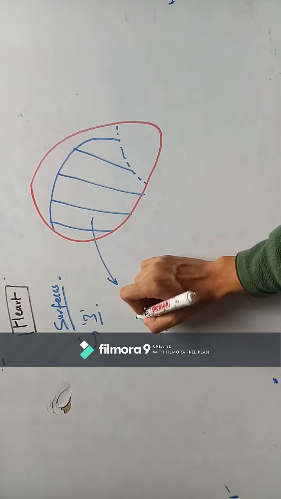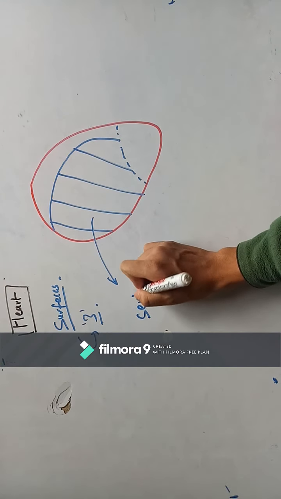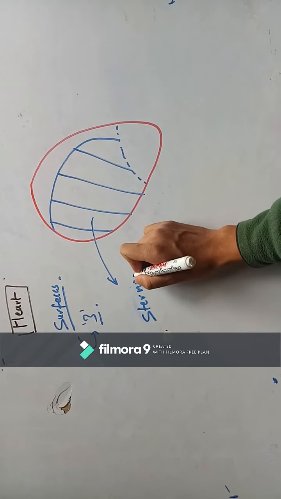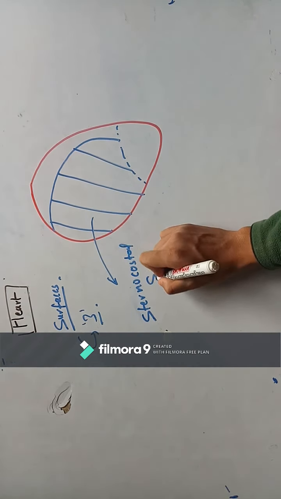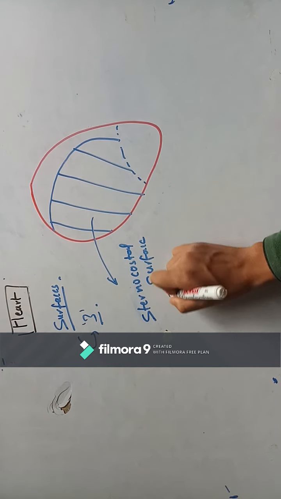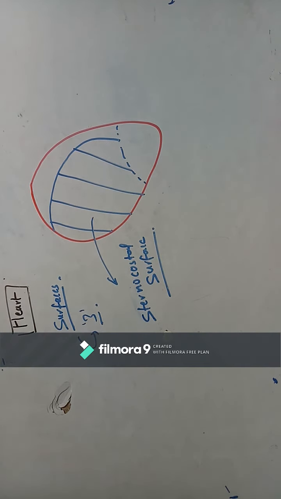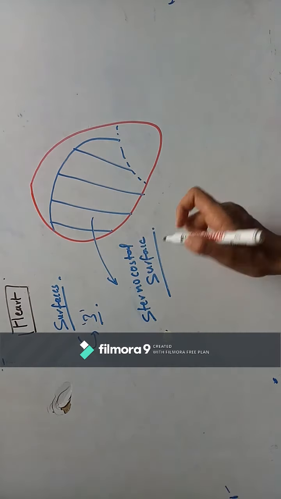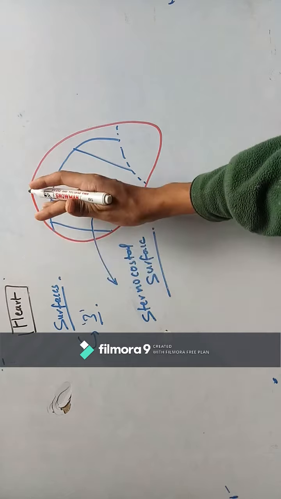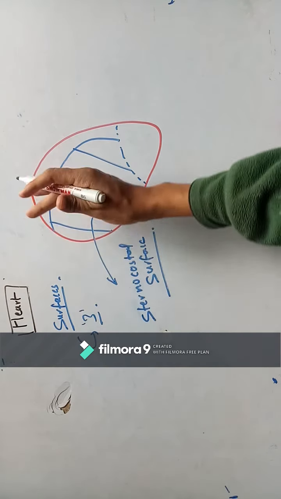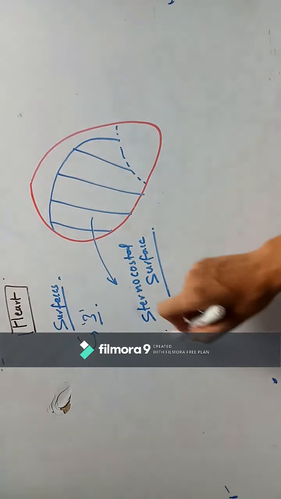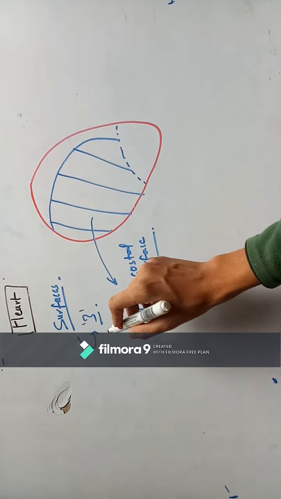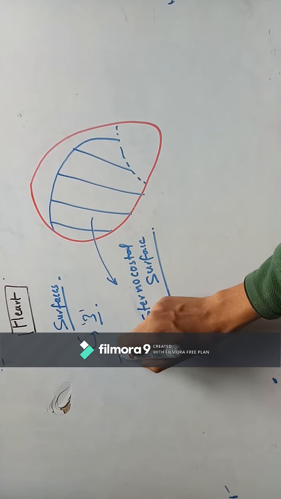So this surface is called the sternocostal surface. So why is it called sternocostal? There's a reason behind this. On this part, towards the right part of the heart, there is the mediastinum, right? The middle of the chest is towards the right of the heart, and in the middle of the chest there is a very important bone.